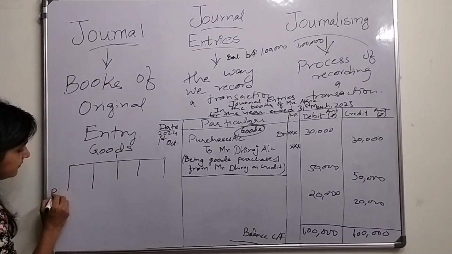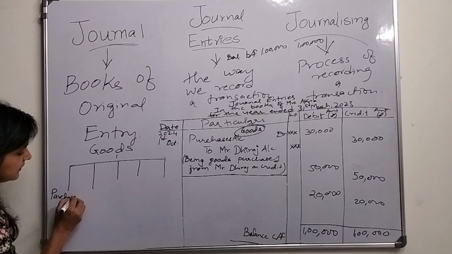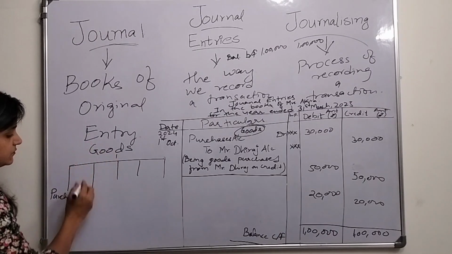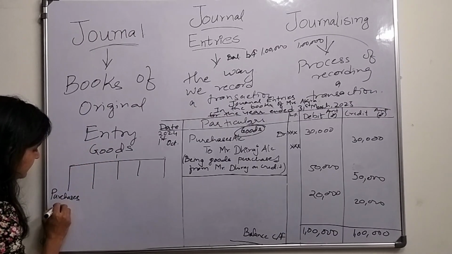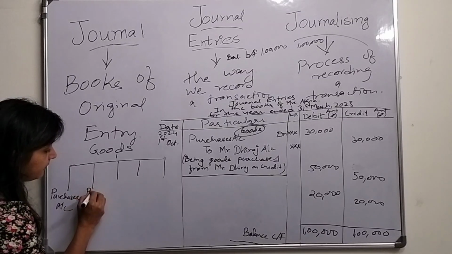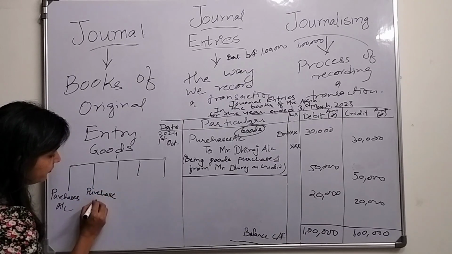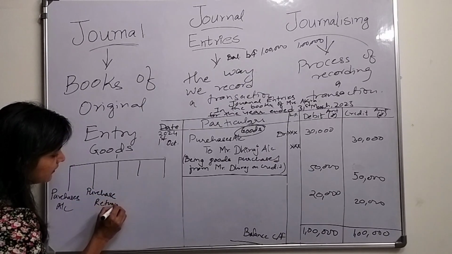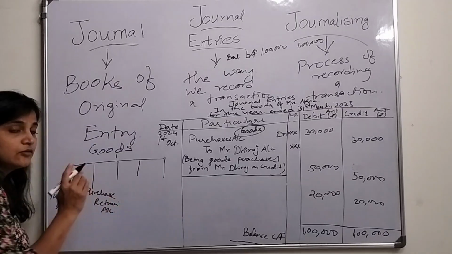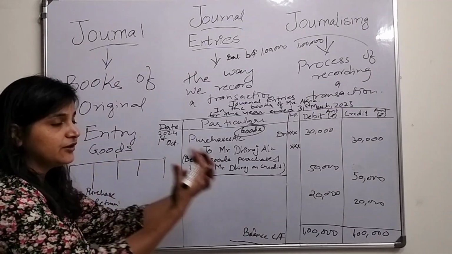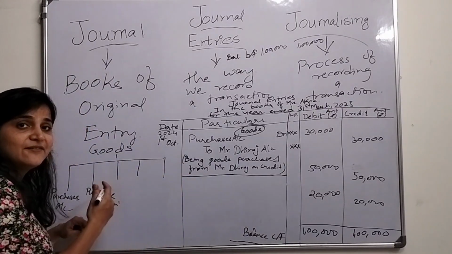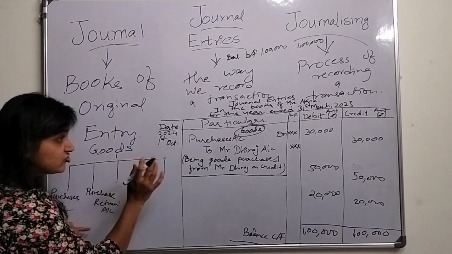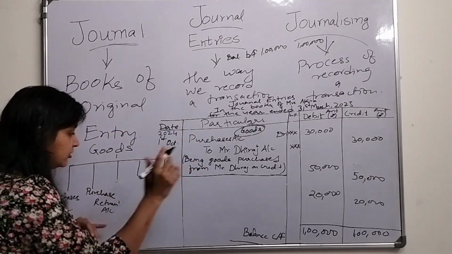First will be purchases. I am going to purchase the goods, so there will be a purchase account. Second will be the purchase return account. Goods that I purchased, I want to return them. There will be a purchase return account. I'll mention purchase return when I'm going to return the goods.